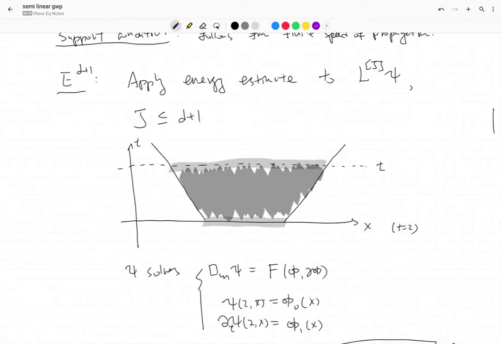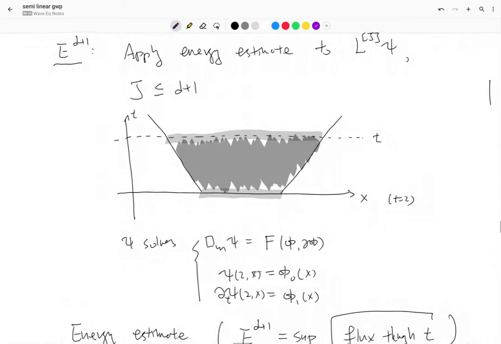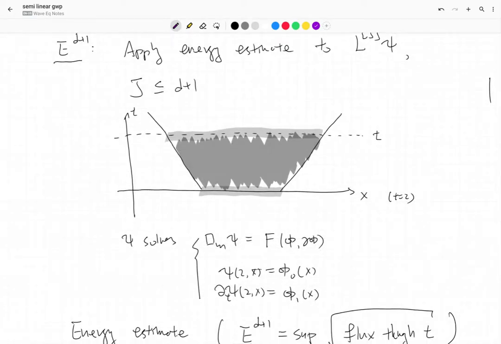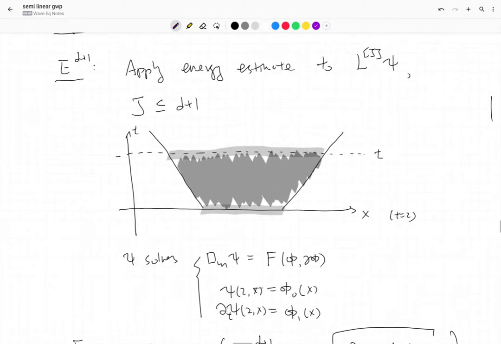For the regular E norm, what we're going to do is apply the L2 estimate to Lj psi. What do I mean by that? Let's first see the picture. J here is less than or equal to d plus 1. This is the number of L derivatives we're going to take. So we're going to take some number of L derivatives of this generated solution psi and try to estimate its energy, because this is E d plus 1, precisely the maximum of the energy flux through constant t slices. If I can prove a uniform estimate of the energy flux, then we're done.